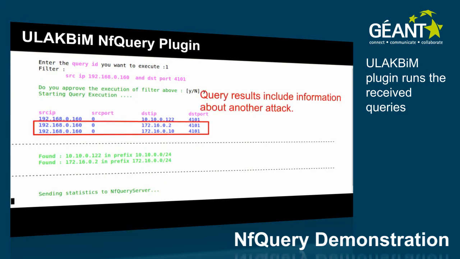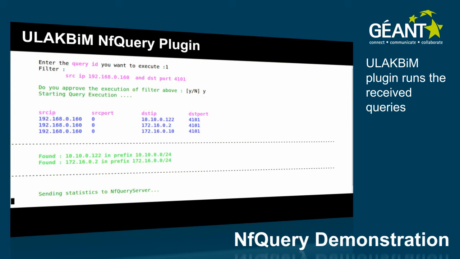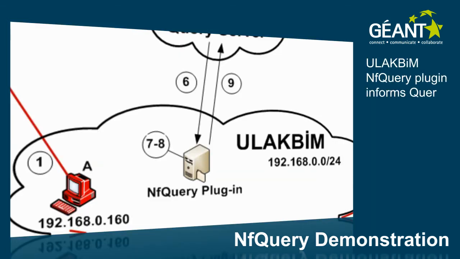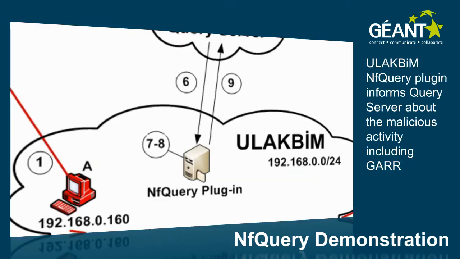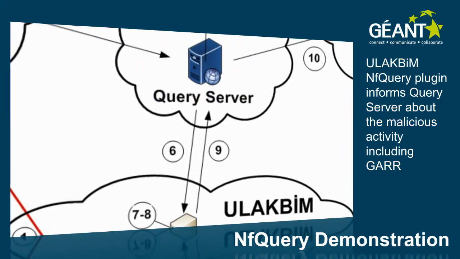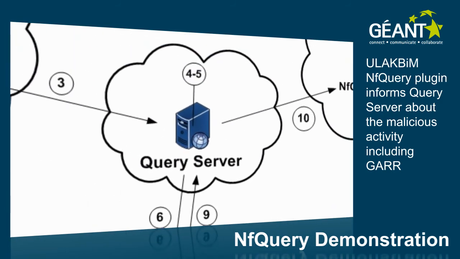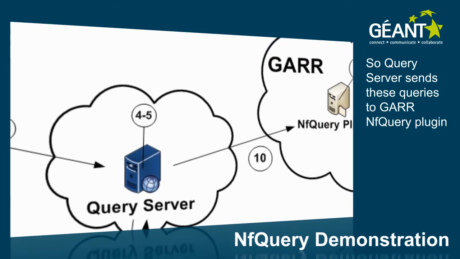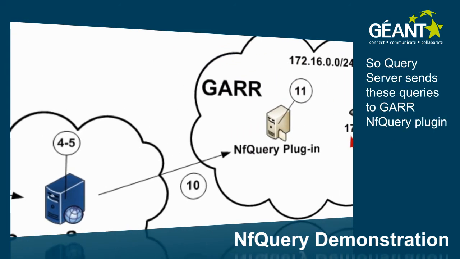The results of the query execution include an IP address from GAR, which is also a registered domain to the same query server. This means possible multi-domain malicious activity in the GEANT network. Therefore, the ULAKBIM NfQuery plugin immediately informs the query server about the possible malicious activity, including GAR. The query server sends an alert to the GAR NfQuery plugin.